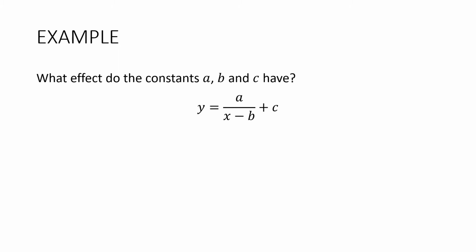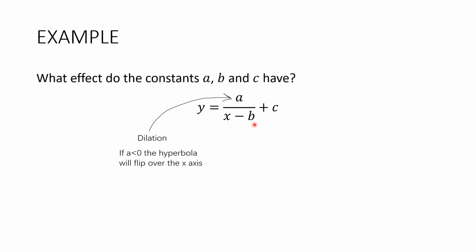Here we have a general hyperbola, y is equal to a over x minus b plus c. What effect does changing any of these constants, a, b, or c, have on the general hyperbola y equals 1 on x? Let's start with a. If we change this number here, we're changing the dilation of the hyperbola. That's how wide it is or how steep it is. But there's an added complication here. If a is negative, then the hyperbola will flip over the x-axis.